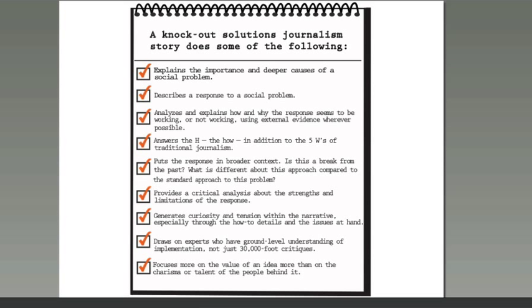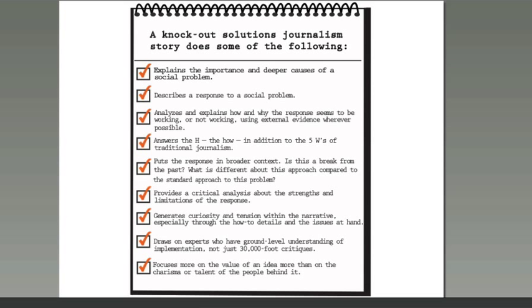These kinds of stories put the response in a broader context. So it's not just about this one hero worshiping entrepreneur. It's about what this whole field is doing and how we can all be smarter and do it better. It definitely provides critical analysis, so it's not just about celebrating those solutions, it's also about looking at their faults and their challenges. It generates curiosity and hopefully has good tension. We don't want this to be the broccoli of journalism. We really want it to be just as compelling as the exposés. We want real interesting characters and real how-done-its, as we like to put it, in terms of how things get solved.